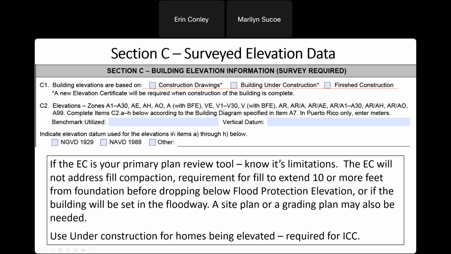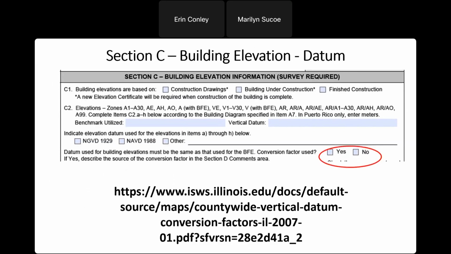And then again, this is the under construction and finished construction is where the ICC comes in, where they need it for a building under construction before the house is set back down. All right.